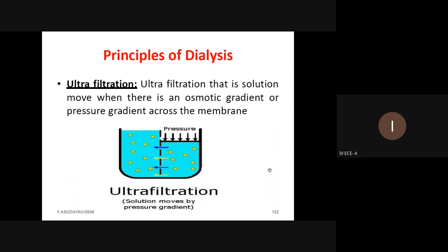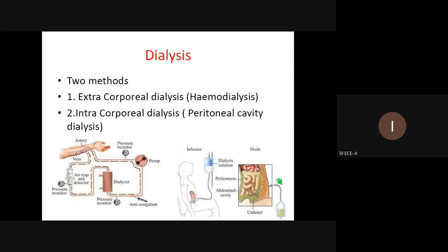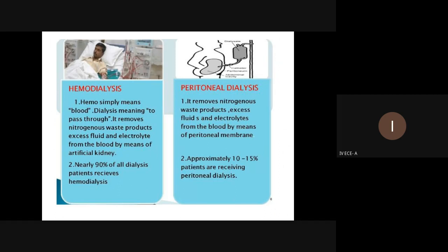Ultrafiltration is when a solution moves because of an osmotic gradient or pressure gradient across the membrane. Then dialysis: extracorporeal dialysis and intracorporeal dialysis, that is, peritoneal cavity dialysis and hemodialysis. There are two types of dialysis, hemodialysis and peritoneal dialysis. So what is the major difference?